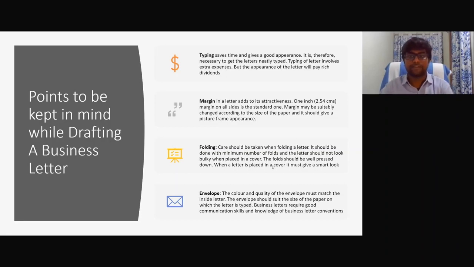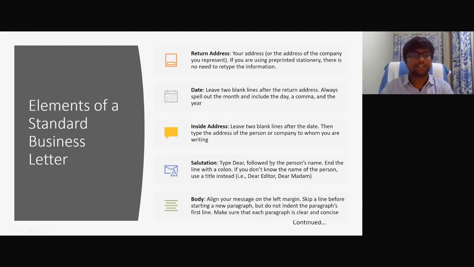Now next, let's see what are the elements of a standard business letter. First element is the written address, where the writer's address should be mentioned on the cover or inside the letter, so that if the letter is undelivered, it would be returned back to us.